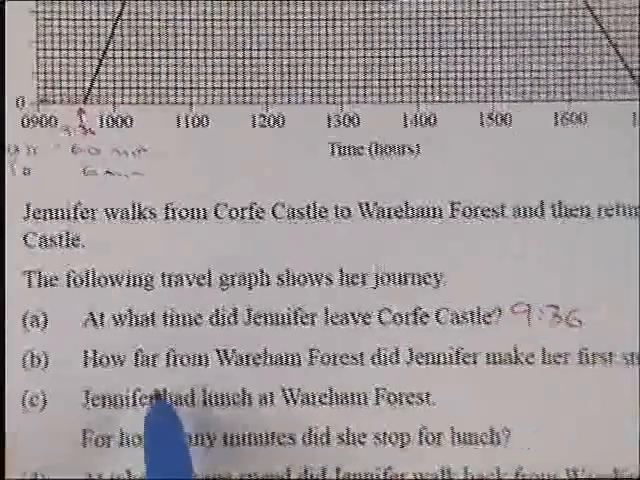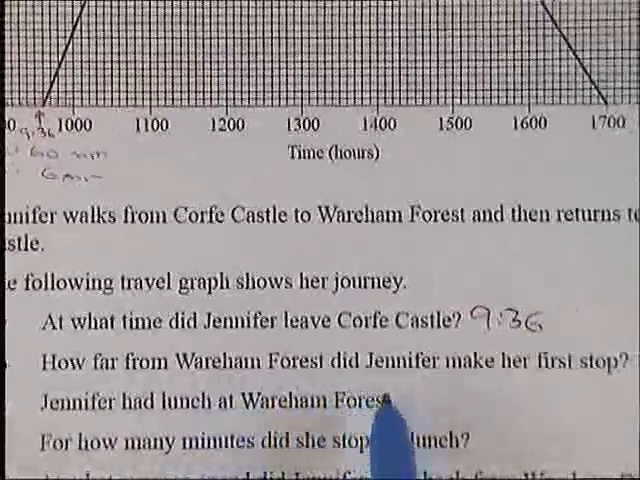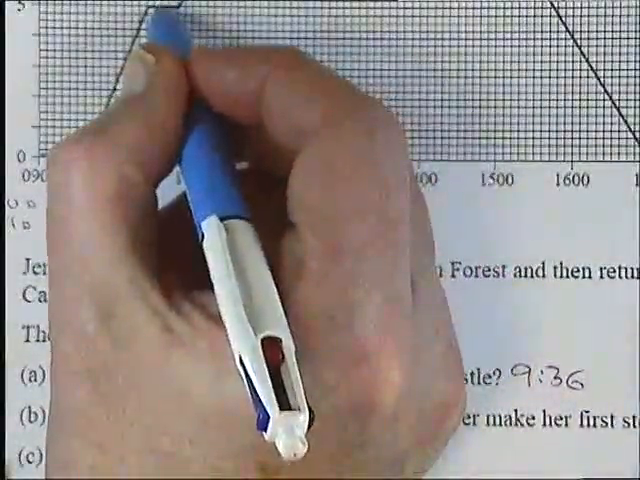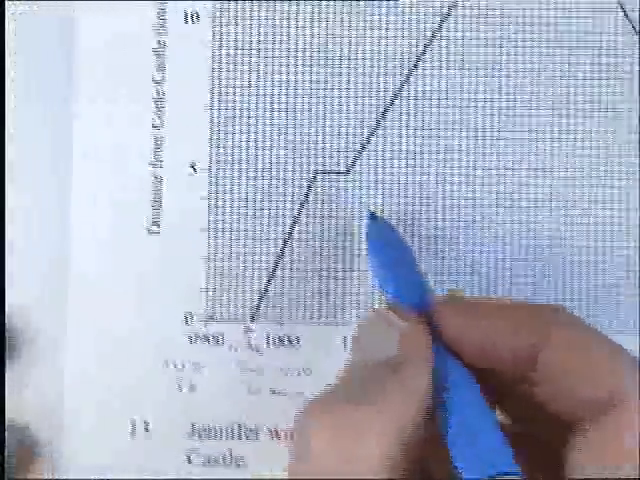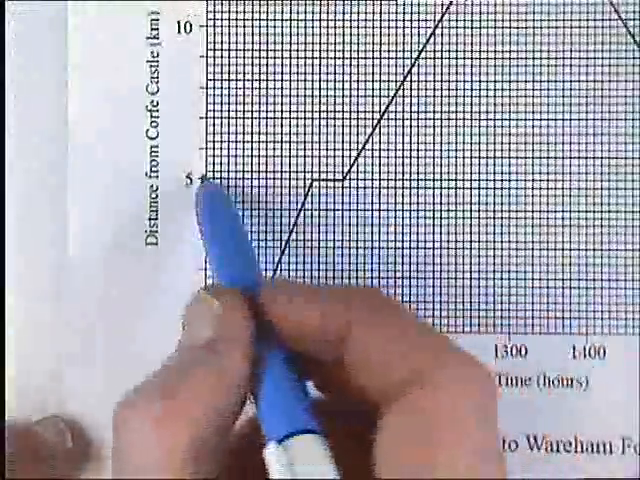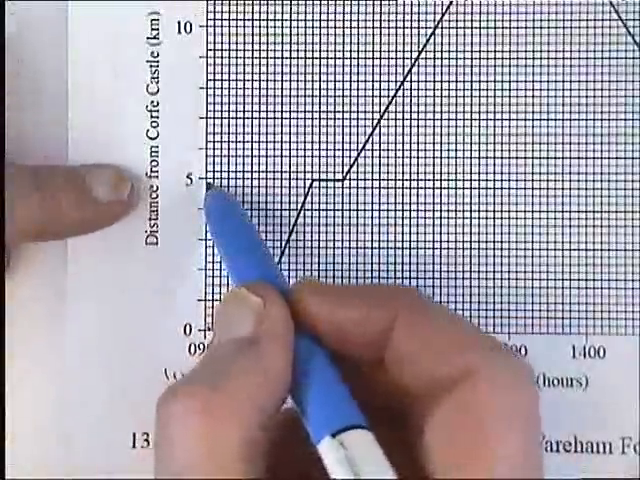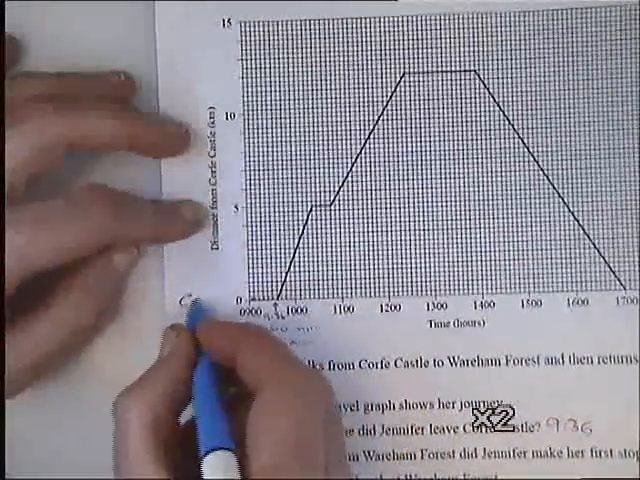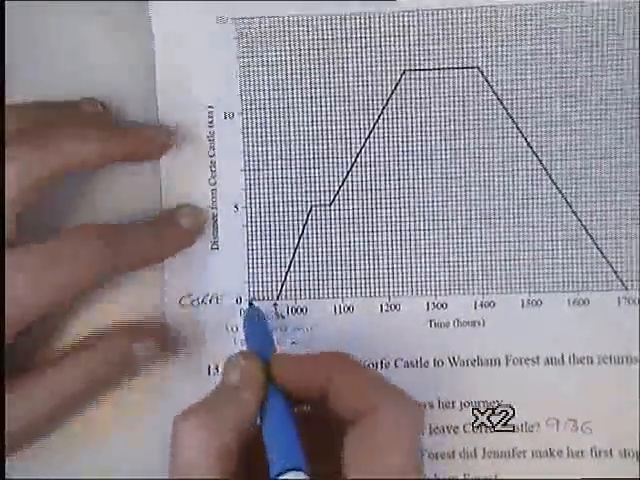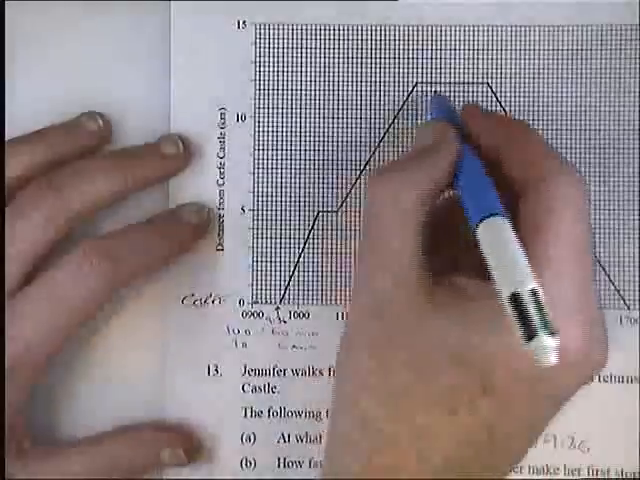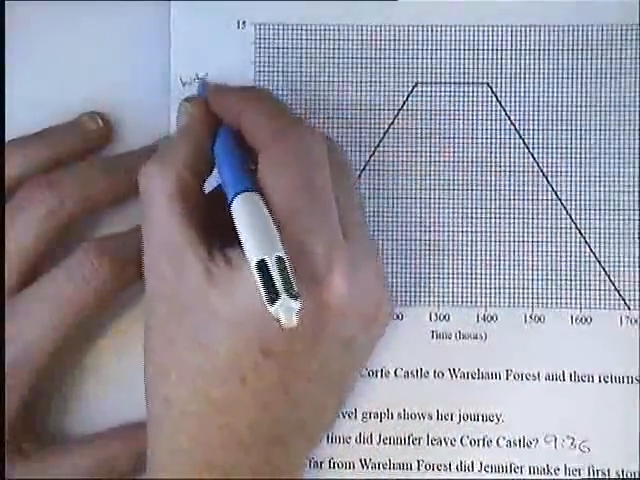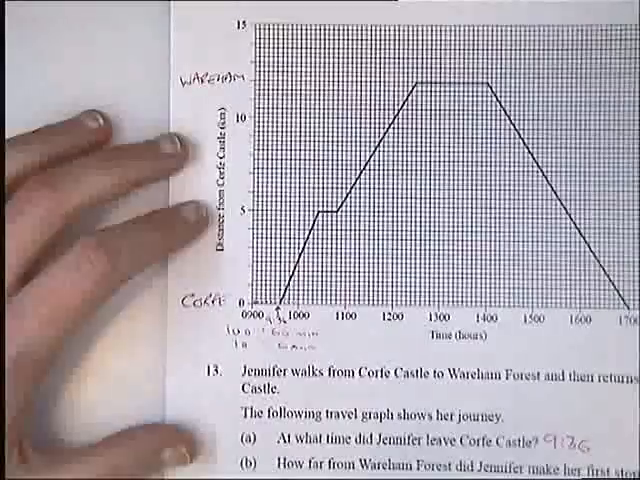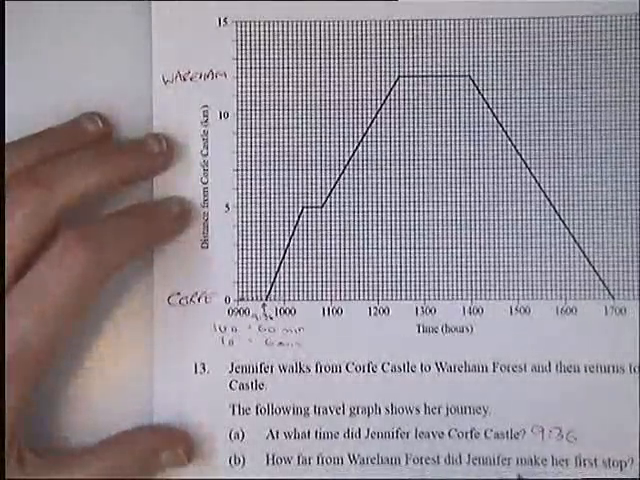It then says, how far from Wareham Forest did Jennifer make her first stop? Well, her first stop is here. So the obvious answer, if you just look at it, the distance is 5 kilometres. But that 5 is 5 kilometres from the start. And the start is Corfe Castle. Corfe Castle is at this level. Wareham Forest is up at this level here. And the question asked how far she was from Wareham Forest when she stopped.